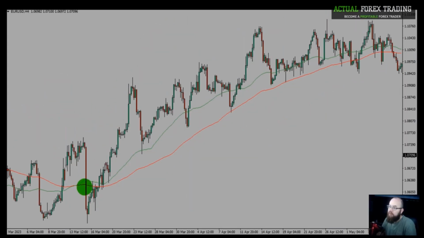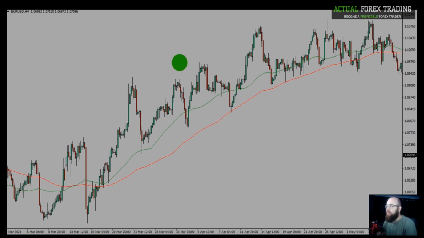Now when my green moves above my red, so when the smaller setting moves above the bigger setting, a 25 and a 50 moving average, that can signal the start of an uptrend. Or another way to put that is the end of a downtrend and the start of an uptrend. And you can see in this case that we have the moving average cross and then price uptrends.